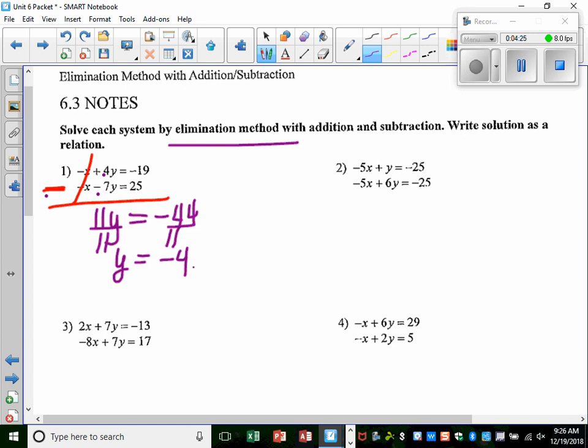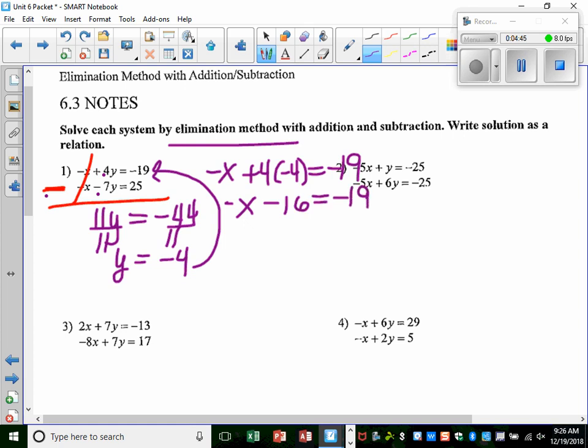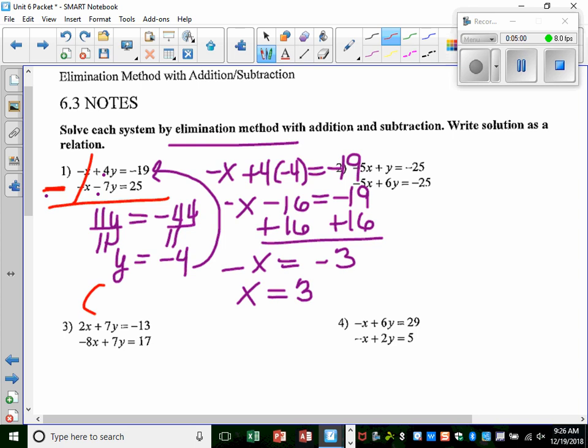I'm just going to start with the first. So I'm going to go back up to the first, and where I see y, I'm going to replace it with negative 4. Okay, so that's going to give me negative x minus 16 equals negative 19. Add 16 to both sides. Negative x equals negative 3. And when you divide by the negative, you get a positive 3. So same thing, write my solution as a coordinate, 3 and negative 4 for y.